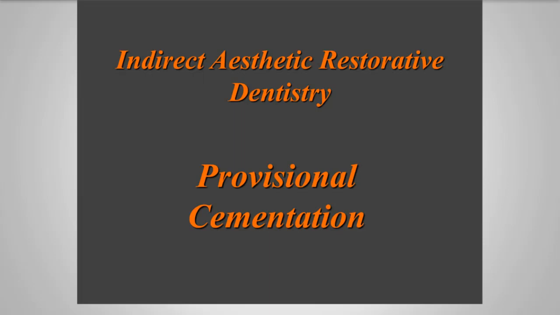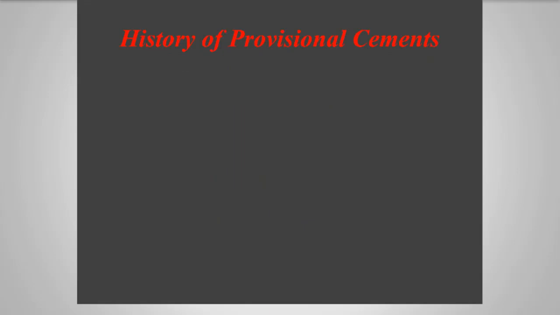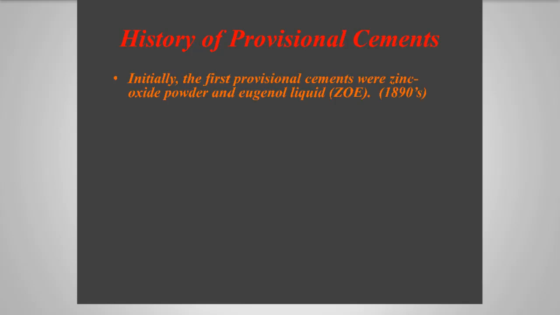Just to give a little basic background history on provisional cements. Initially, the first provisional cements were zinc oxide powder and eugenol liquid, or ZOE as termed, developed in the 1890s. And we've used ZOE, or zinc oxide eugenol type temporary cements, in our profession for many, many years. Obviously, in the early days before high-speed rotary instrumentation, we get a little bit of irritation to the pulp during the preparation process.